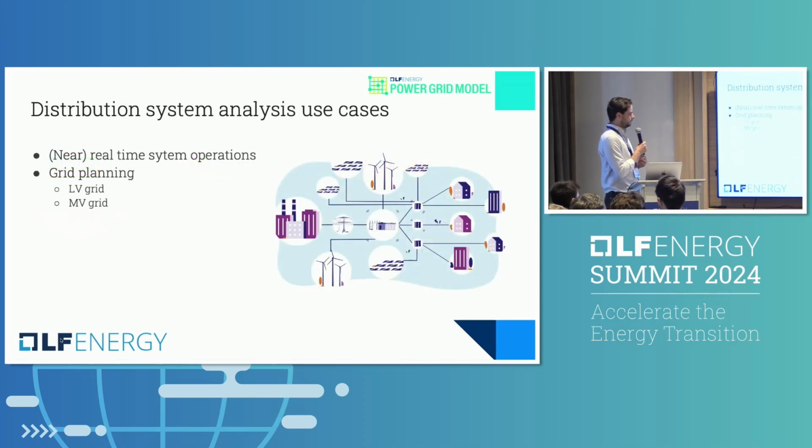That was the introduction part. And now I would like to dive into three different use cases of distribution system analysis. The first one that I'm going to dive into is near real-time system operations. That's done within my department at Alliander, system operations. And then two different tools that are used for grid planning, one on the low voltage grid and one on the medium voltage grid.